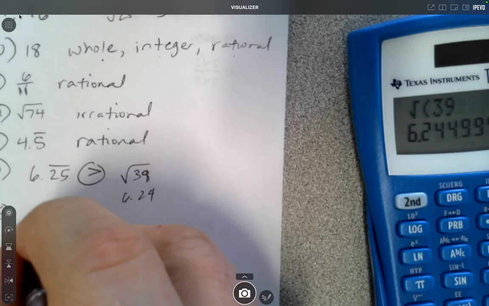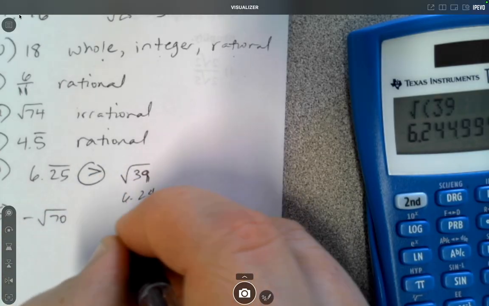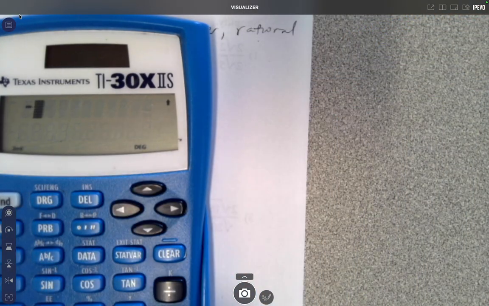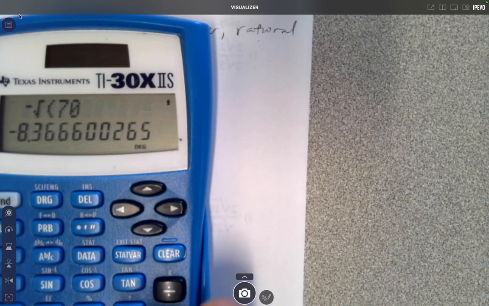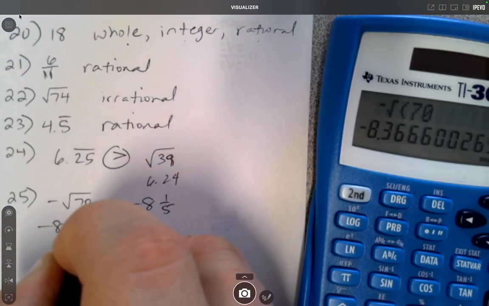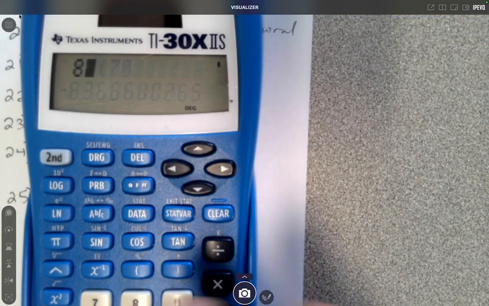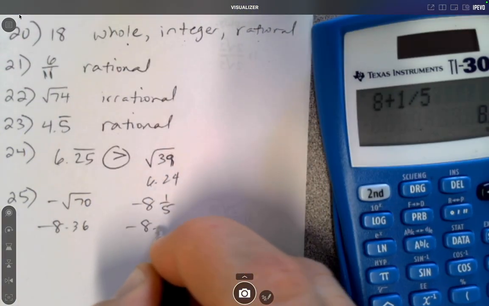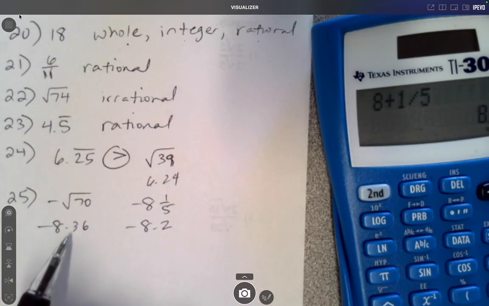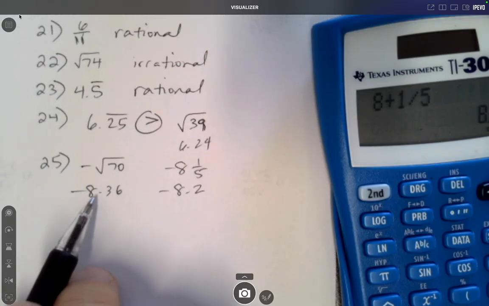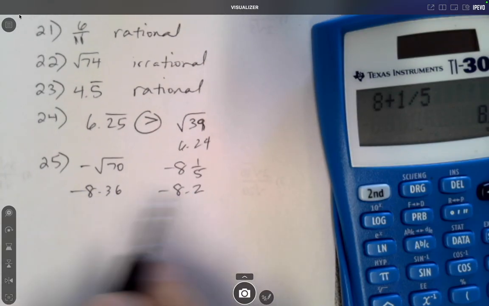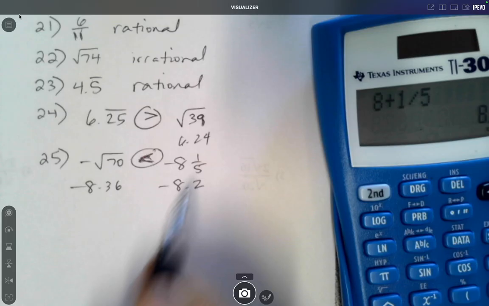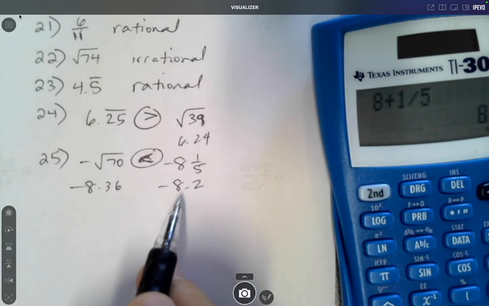25, we're comparing negative square root of 70 and negative 8 1/5. So negative square root of 70 gives us negative 8.36. And then 8 1/5, we do 8 plus 1 over 5. We get 8.2, it's negative 8.2. So you have to remember with negatives, things are backwards. So normally we think 8.3 is bigger than 8.2, but things are in reverse with negatives. So this is actually less than this one, because negative 8.3 is farther down than negative 8.2.